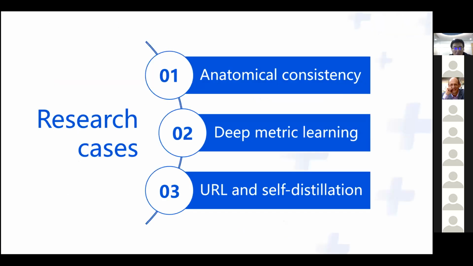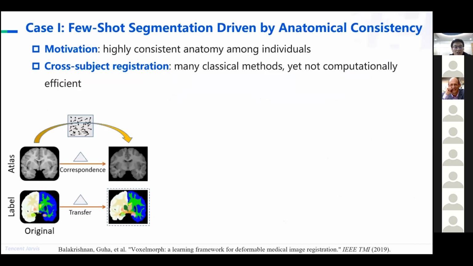So today I'm going to talk about 3 of our research works along this direction. The first one is based on anatomic consistency, the second one based on metric learning, and the third one is based on unsupervised representation learning and self-distillation. So the first one is few-shot segmentation driven by anatomic consistency.